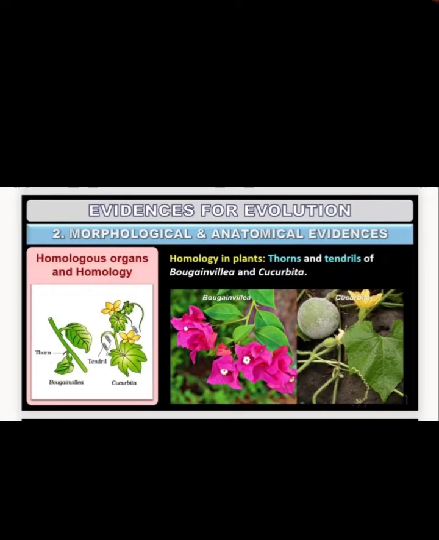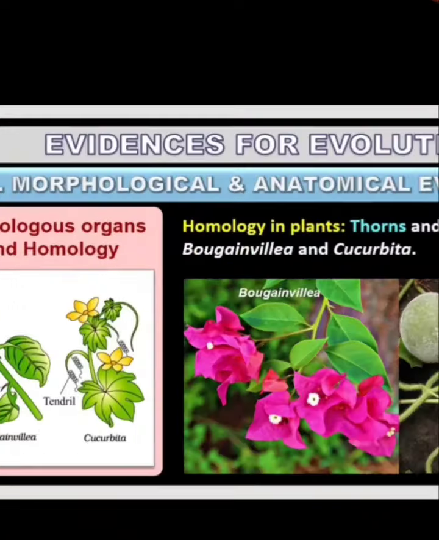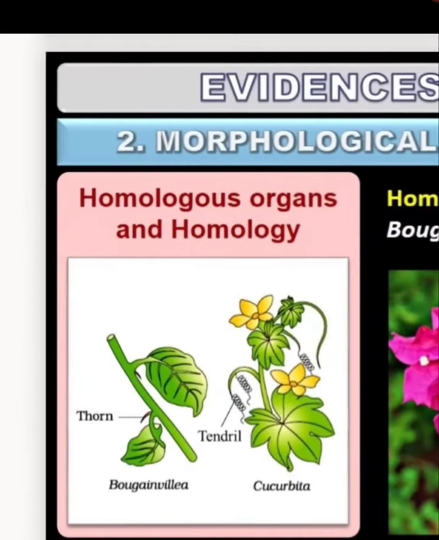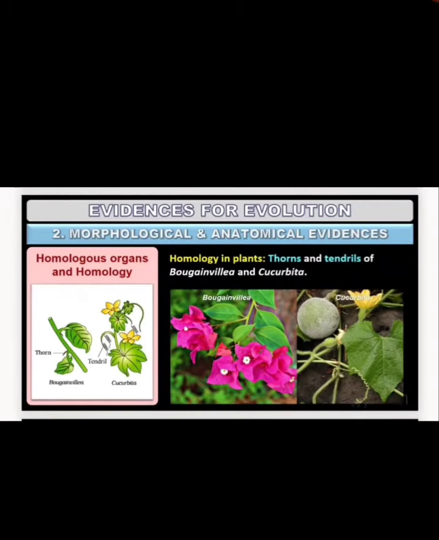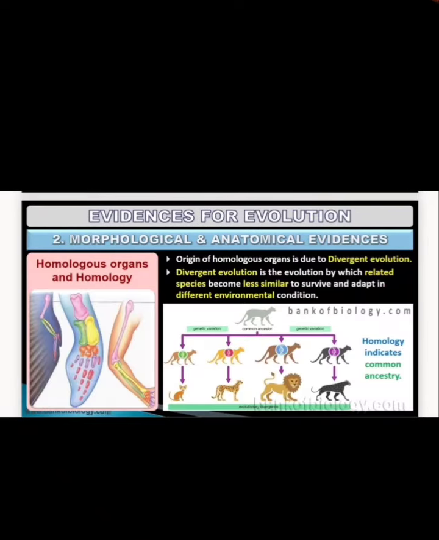Homology is seen even in the heart as well as the brain, etc., right? Homology in plants also you can see: thorns and tendrils of bougainvillea and cucurbita. As you can see here, thorn as well as tendril, they are modifications but they have different functions. So the origin of homologous organs is due to divergent evolution.